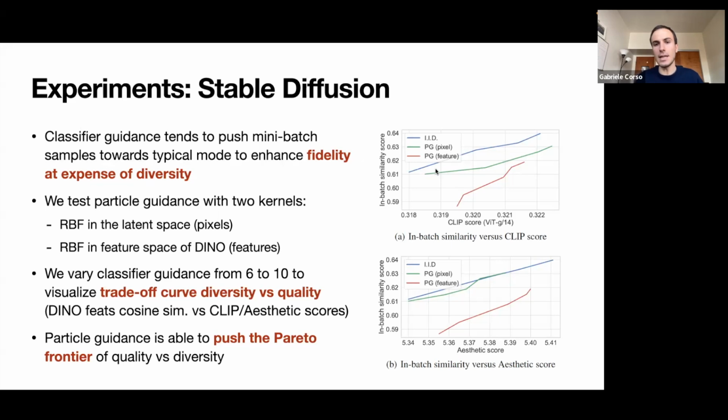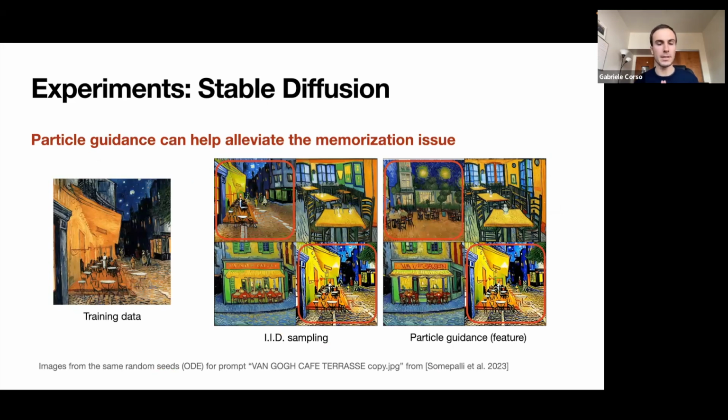And we can see that particle guidance is able to push the Pareto frontier of quality versus diversity. Typically you would choose the classifier guidance weights in a way that it's still as good as possible while maintaining a good enough amount of diversity. So here we are pushing the Pareto frontier of how good of samples you can take. And these are some of the quantitative experiments. To look at some more qualitative experiments, we can make a couple of observations.